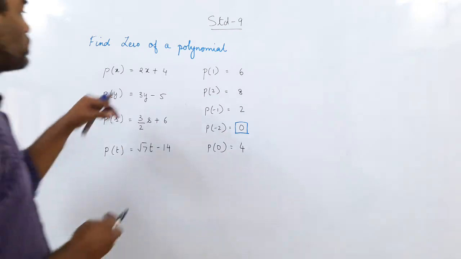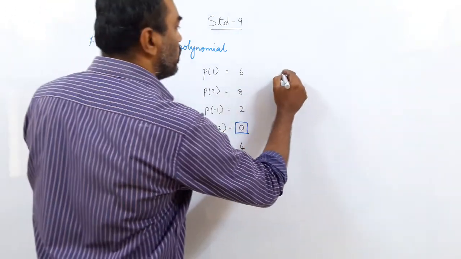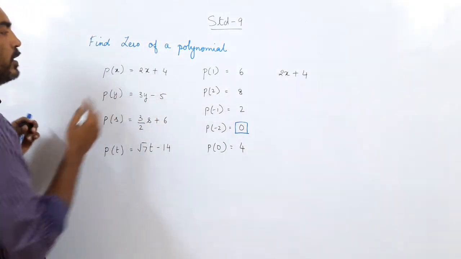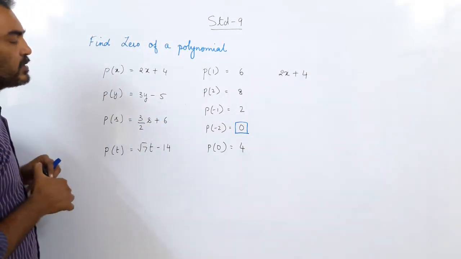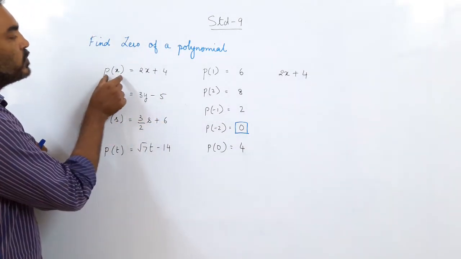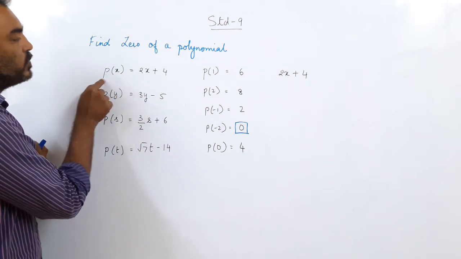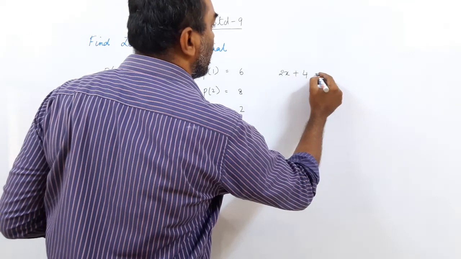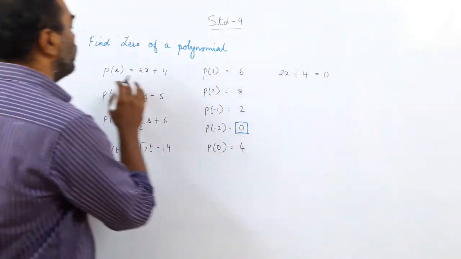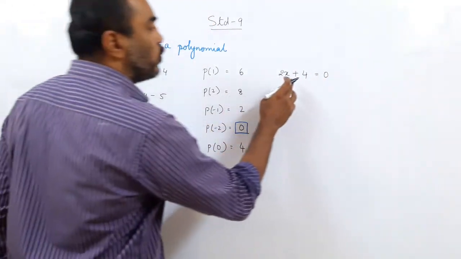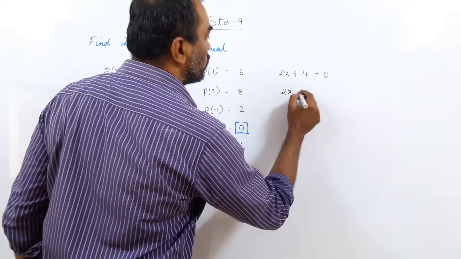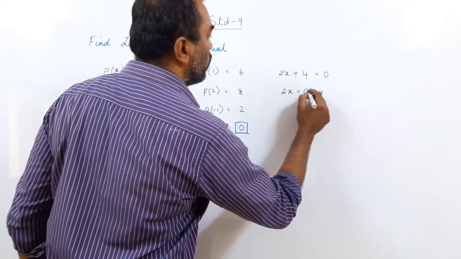But is there a direct method? Let us see. What is the polynomial? 2x plus 4. Okay. Now we want to find the value of x when the value of the polynomial becomes 0. So what we'll write? 2x plus 4 has to become 0. The value of the polynomial has to become 0. So 4 is positive here, goes to this side, becomes negative. So 2x equal to 0 minus 4.